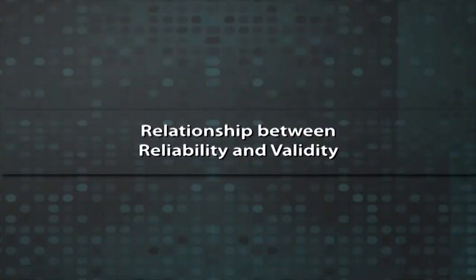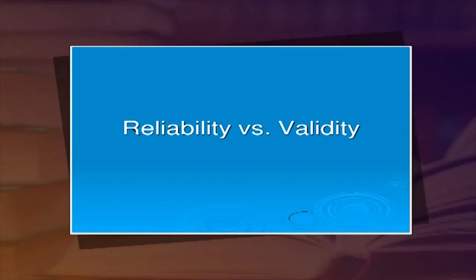Relationship between reliability and validity. Many a time people wrongly assume that reliability and validity are not related to each other. There indeed is a relationship between them, but this relationship is not a straightforward one. For the reliability and validity of a test, we have three different possibilities.